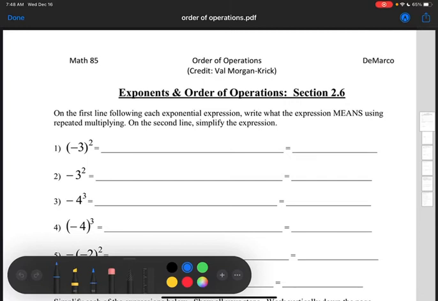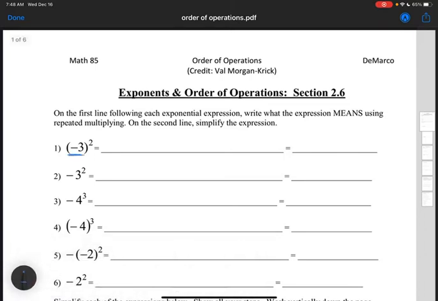In this very first one, we have (-3) squared. Do you see that -3 is in parentheses? That means that entire -3 we're going to write 2 times, okay? Because that's what the squared means, is the exponents are repeated multiplication. So (-3) squared really means -3 times -3. And a negative times a negative is a positive.